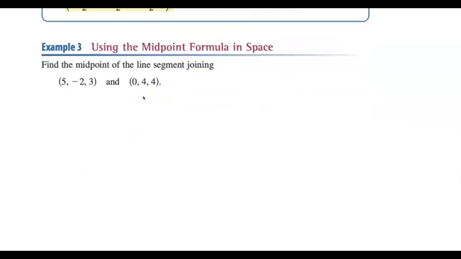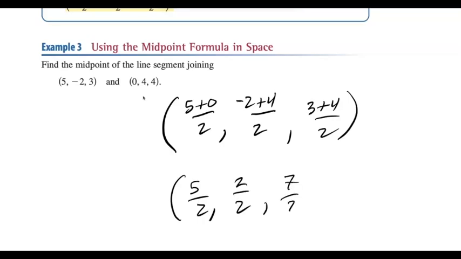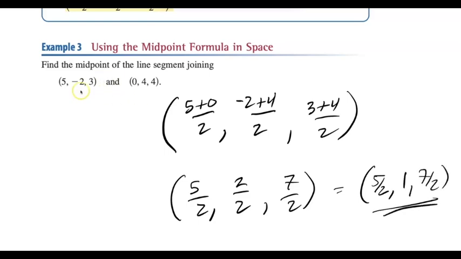If I want the midpoint of this, you're basically taking the average of each one. For my x, it's going to be 5 plus 0 divided by 2. For the y, it's going to be negative 2 plus 4 divided by 2. And for the z, it's going to be 3 plus 4 divided by 2. We get 5 over 2, 2 over 2, and 7 over 2, or reduced, 5 over 2, 1, and 7 over 2. That's the midpoint of those two spots. 3D space is super easy once you have the basic formulas.